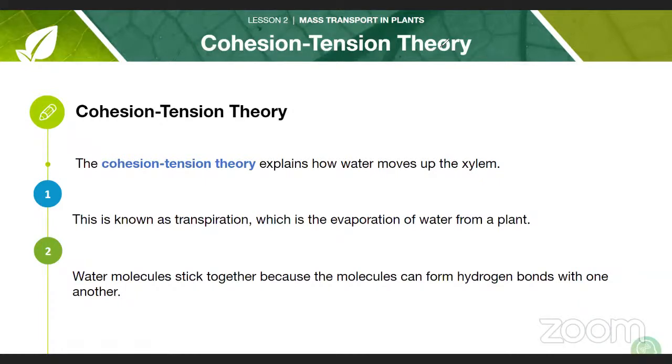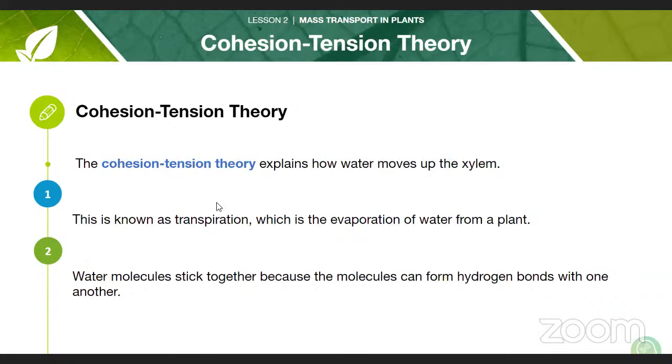cohesion tension. So cohesion is water molecules sticking together. This means that water molecules can stick together and create almost like, if you imagine a group of small water molecules sort of pushing themselves and shimmying their way up this surface.